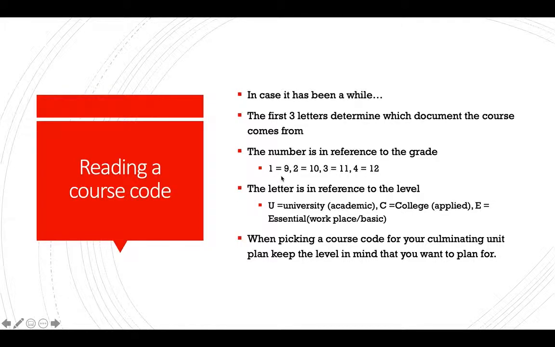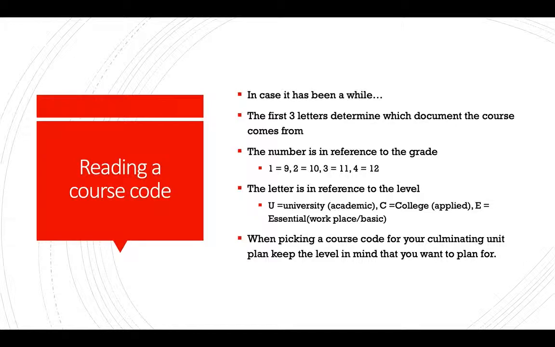And then the numbering system. Any ones and twos are grade 9 and 10. Those courses are not ones that you can pick. You are looking for the senior ones, so you're looking for ones that have 3s and 4s in them. 3 for grade 11, 4 for grade 12. And then the next is the letter, and that references the level of the learner.